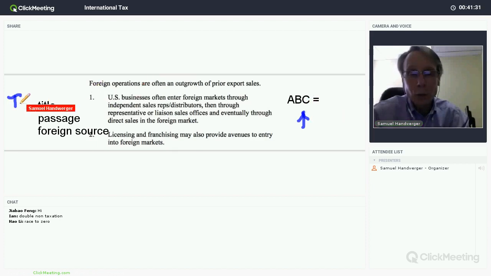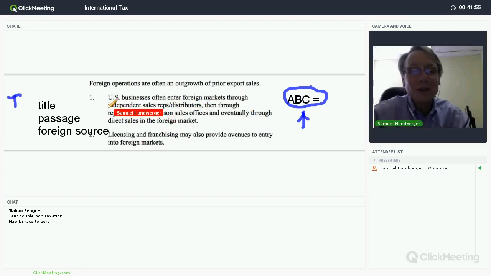Of course, we'll still pay worldwide taxation in the U.S. back here, but in ABC country the concept is that it might not even be taxed to my client when the business is done through independent sales reps. That's a good way to show it to you. Just cross it all out.